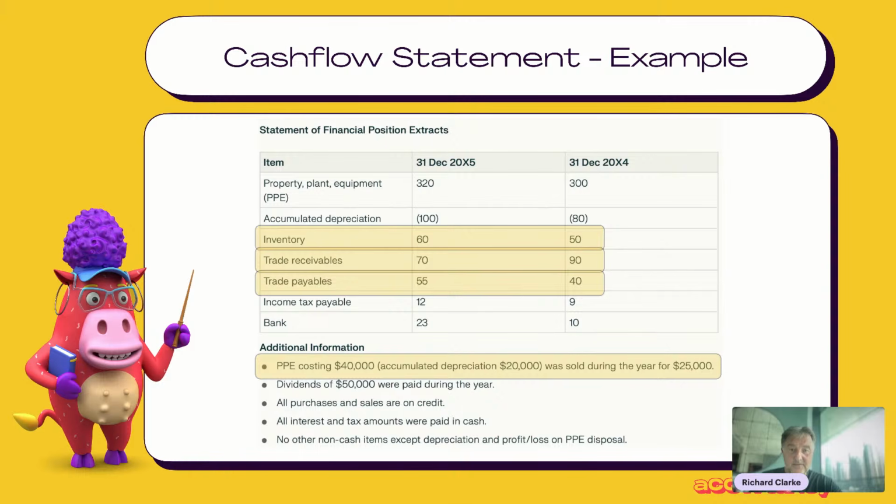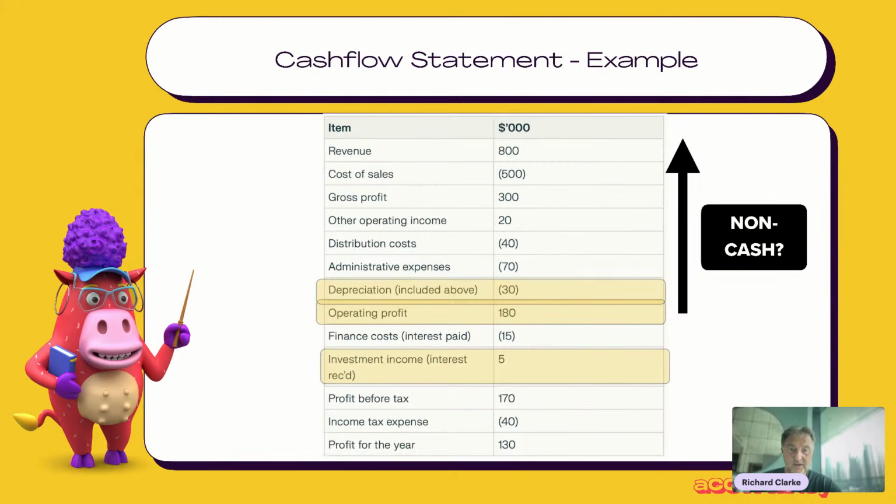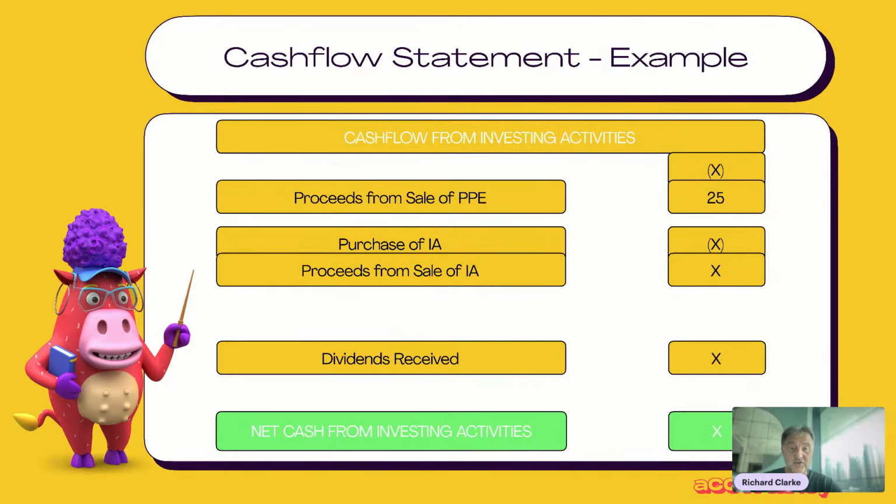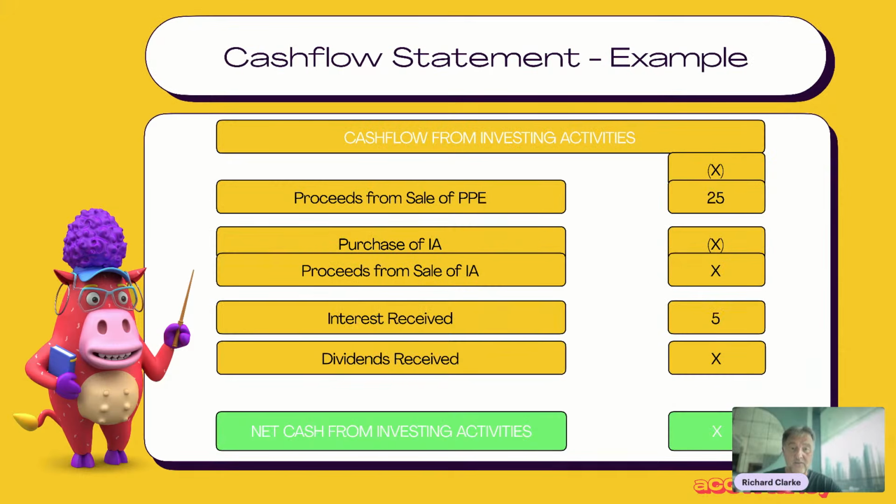Anything else in there? It says interest was paid in cash. So we think, interest. Let me go and have a look at what the interest charge was. Interest received, 5. So interest received, that's what goes to investing activities, isn't it? Interest received, positive 5. What could be easier? And I think that's everything.